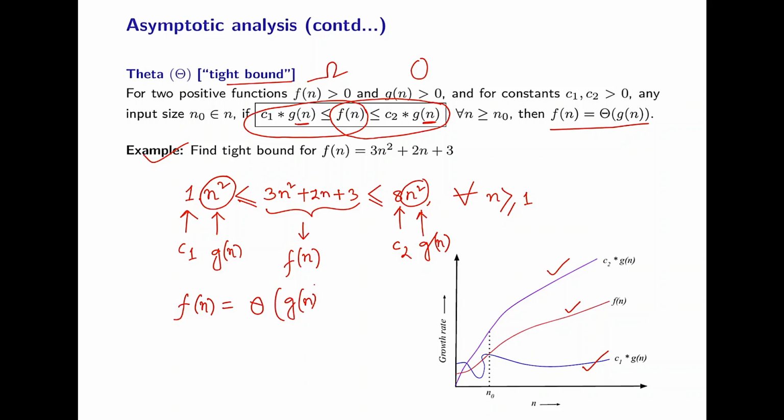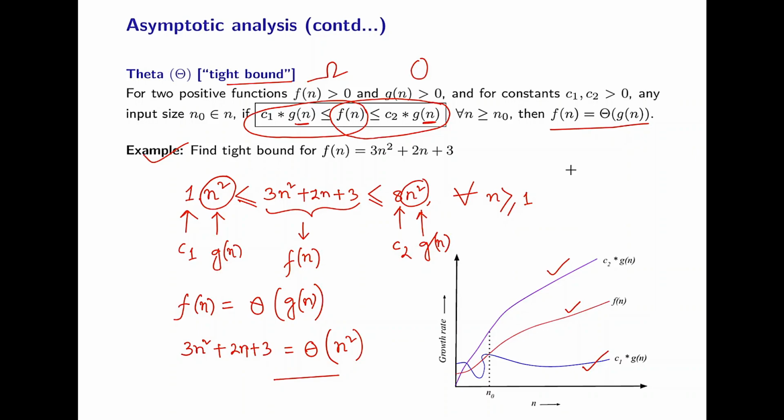Now what is f(n)? f(n) is given to us, that is 3n square plus 2n plus 3, that is equal to theta g(n). So g(n) we found as n square. So here we can write n square. So this is theta n square. So we can express 3n square plus 2n plus 3 is equal to theta n square. So this is how we find the tight bound for a given function. That function can represent time or space complexity. That doesn't matter, if we want to express in terms of asymptotic notation, then we can write in this way. So these are the concepts from asymptotic analysis.